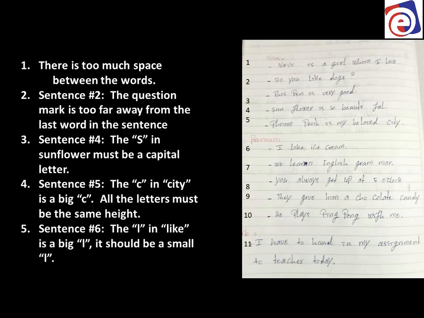If you look at sentence number 6, I like ice cream. Very good sentence, but too much space between the words. And the L in like is big. It's a capital L. Like is not a proper noun. It should be a small L.